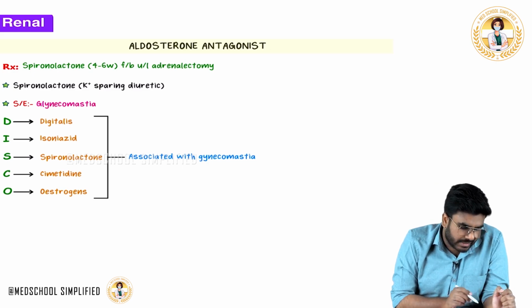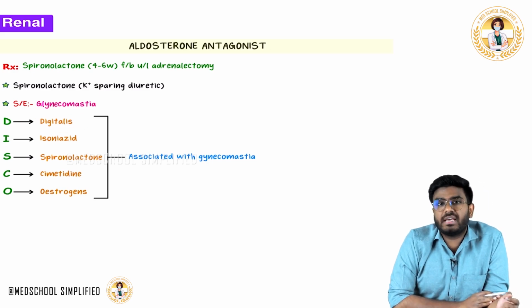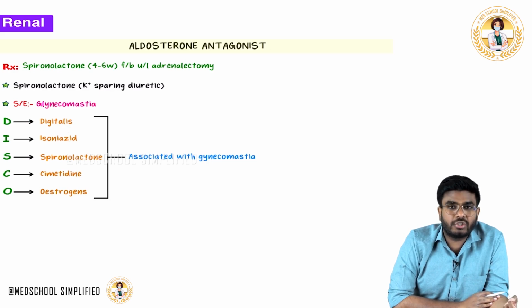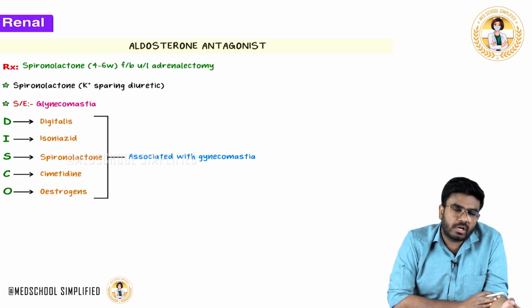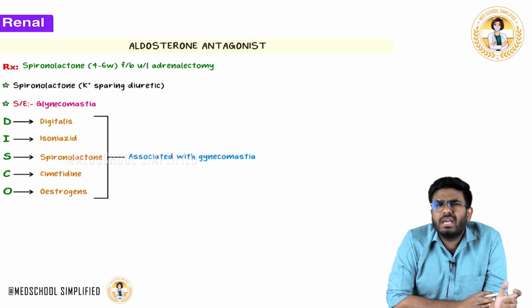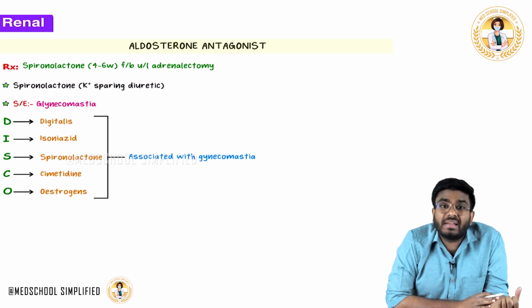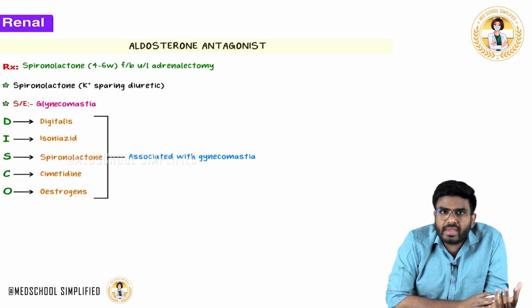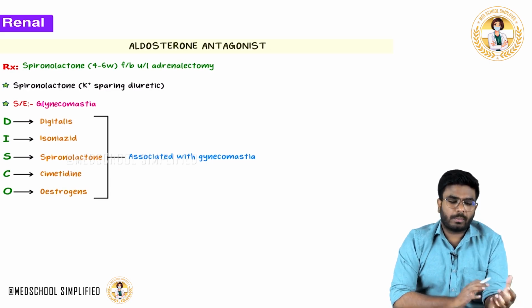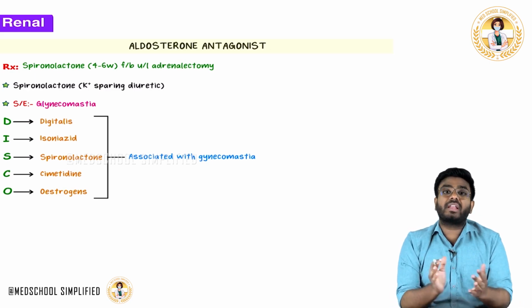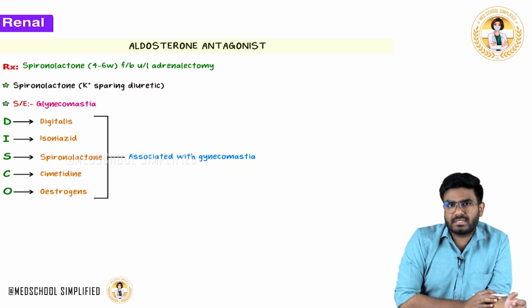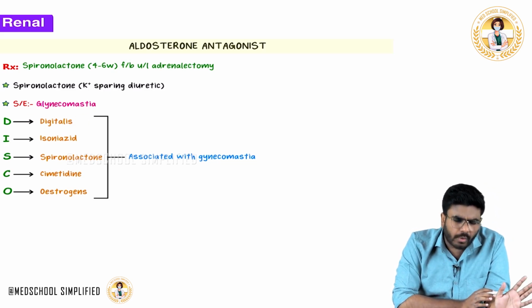Now what are these DISCO drugs? D for digitalis, drugs like digoxin and digitoxin. In cardiovascular pharmacology, you will study about these drugs. Now what exactly is digitalis? Digitalis is a positive inotrope. Digitalis blocks sodium potassium ATPases, so they will increase the intracellular concentration of calcium. So the heart is going to contract more powerfully. The power of myocardial contraction increases with digitalis. Just reminding you, a little pharmacological integration.